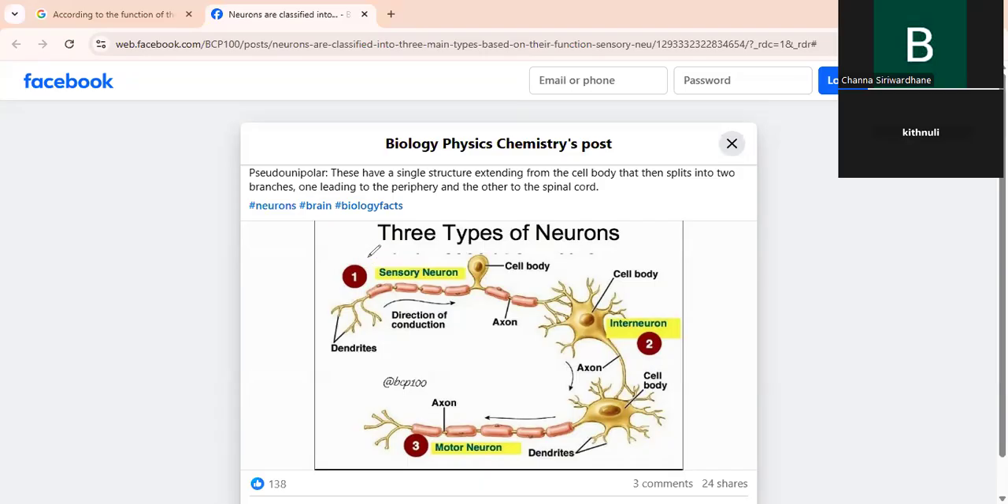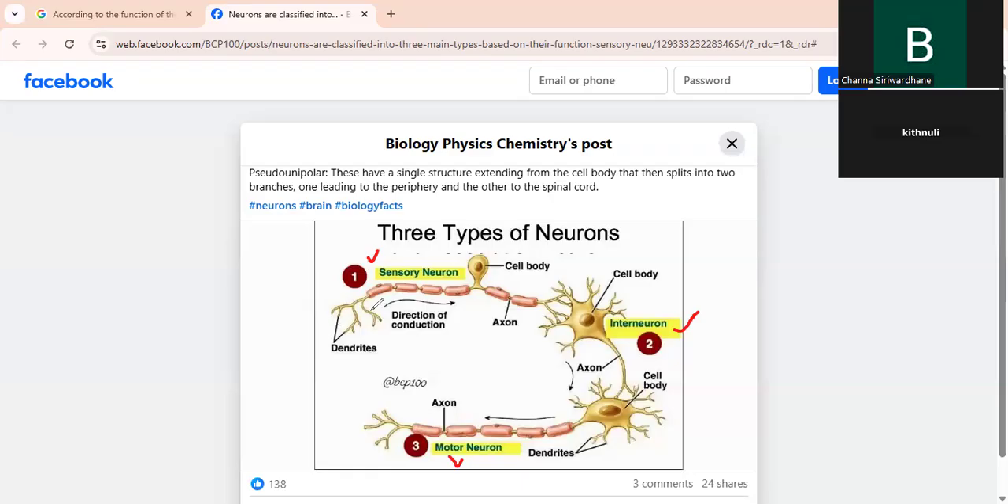First thing is the sensory neuron. Then the interneuron. In here you have the motor neuron. These are interconnected like this. Now, from its name, you can get an idea about the sensory neuron. These are the neurons which receive the stimuli.